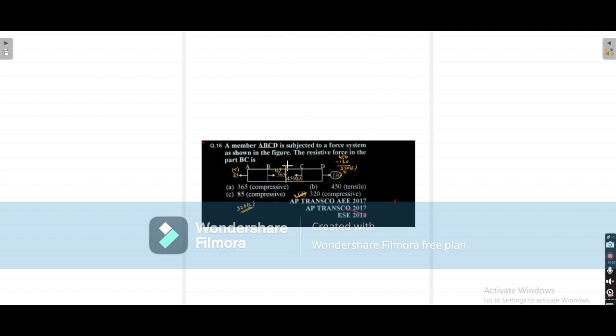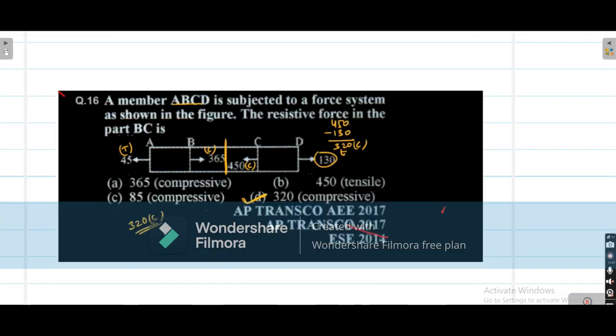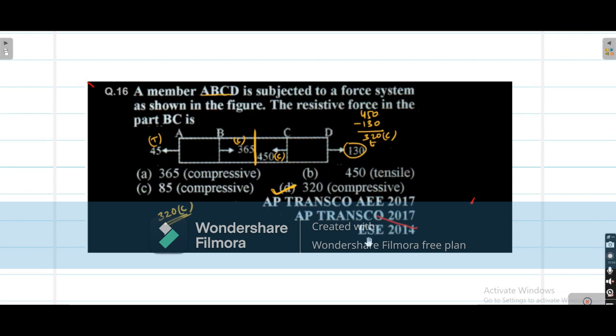Next question, sir. This question is also asked in the AP AEE exam or ESC exam, the engineering service exam. A member ABCD is subjected to a force system as shown in the figure. The resistive force in the part BC. So what will the BC resistive force be? Obviously, if you consider this BC portion, what can we get?